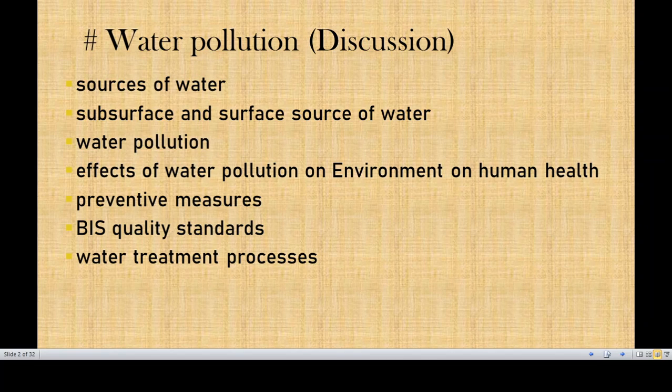Now, these preventive measures will of course be some kind of treatment processes, which also include the BIS quality standard. BIS quality standard will be a completely chart-based study, and we will just try to give an overview of the complete chart so that we can understand the basic idea of standardizing the water quality.